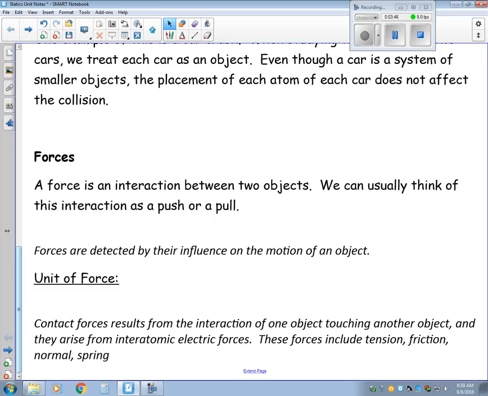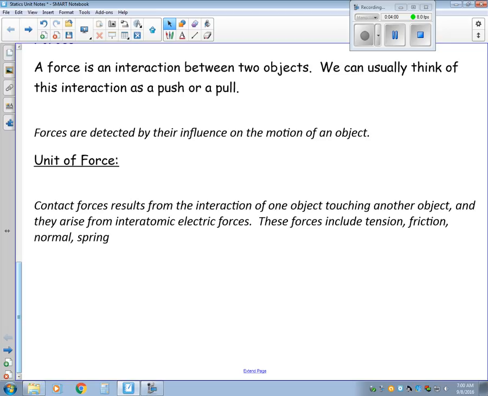And so far, everything we study can be described by one of those 4 interactions. So, the way we detect a force is by its influence on the motion of an object. The unit of force is the Newton. And 1 Newton is equal to a kilogram multiplied by meter per second squared. And we're going to learn why that is in our next unit.